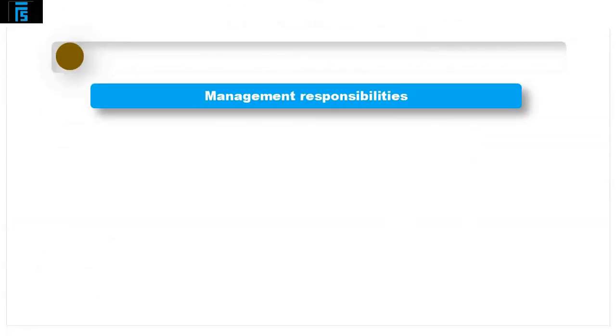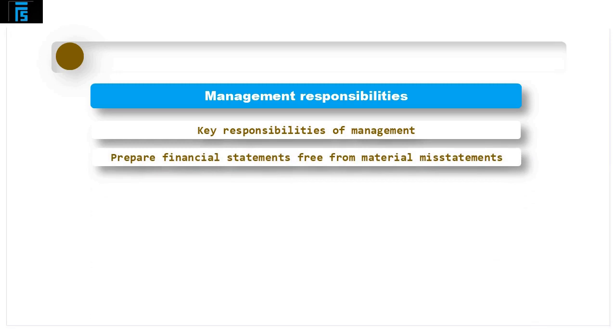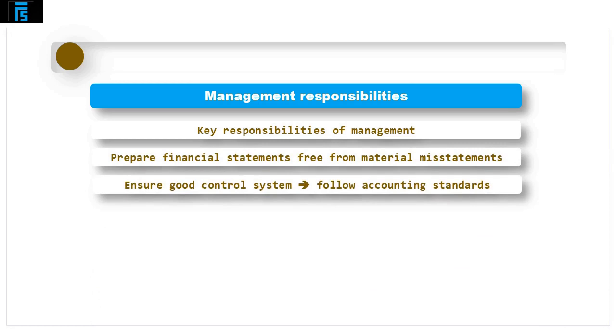Management responsibilities is shown as a paragraph explaining the key responsibilities of management during the audit process. Remember, they must prepare financial statements free from material misstatements, using good control systems in accordance with relevant accounting standards.